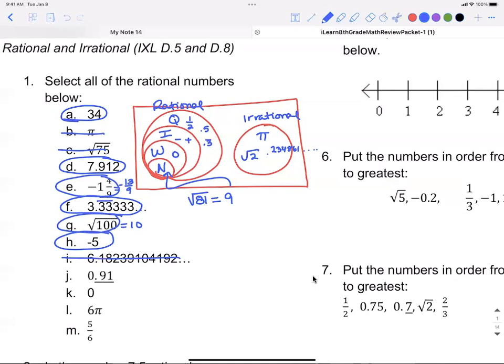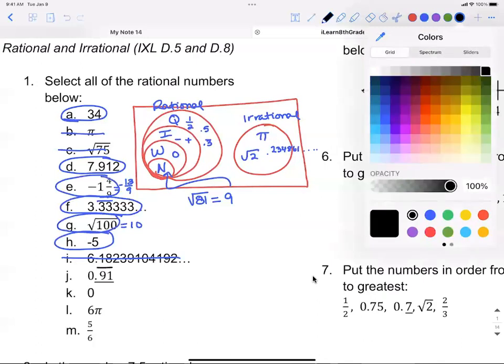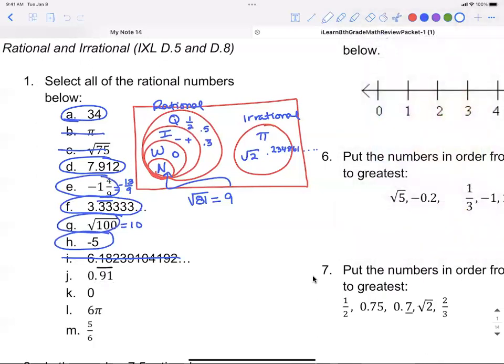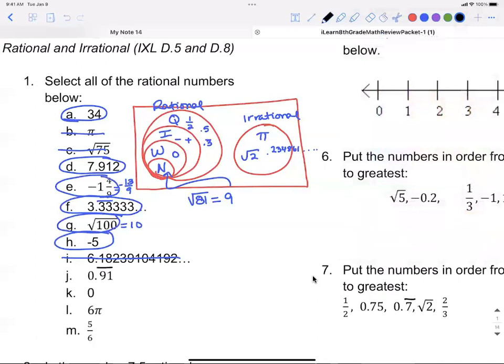I'm not sure why this packet does this, but this repeating bar here should be on top. It should not be on bottom. So not sure why it's like that, but let me just show you what it should look like. There we go. Should look like that. Okay, same thing for here. It should not be underneath it. It should be above it. Okay, so let me put that there.